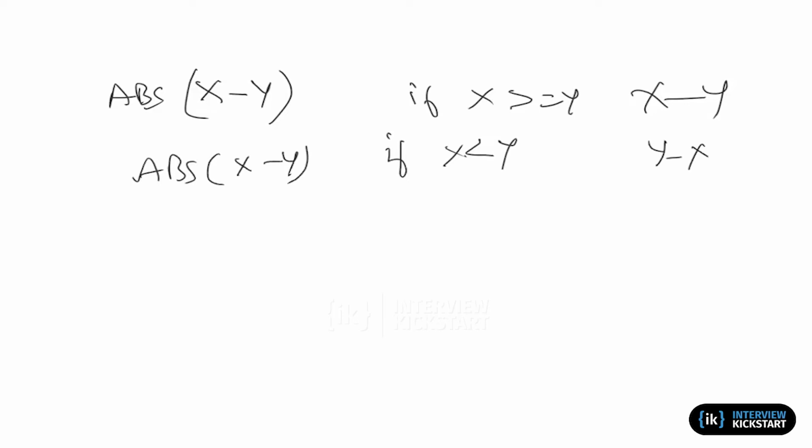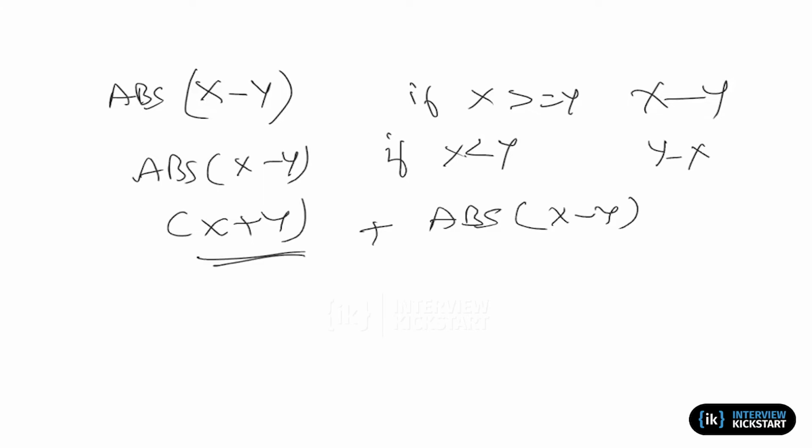So what you do is you have x plus y plus absolute value of x minus y. This is a fixed part. If x is greater than or equal to y, you will get x minus y, so x plus y plus x minus y will give you 2x. And if it is y minus x, you will get 2y.